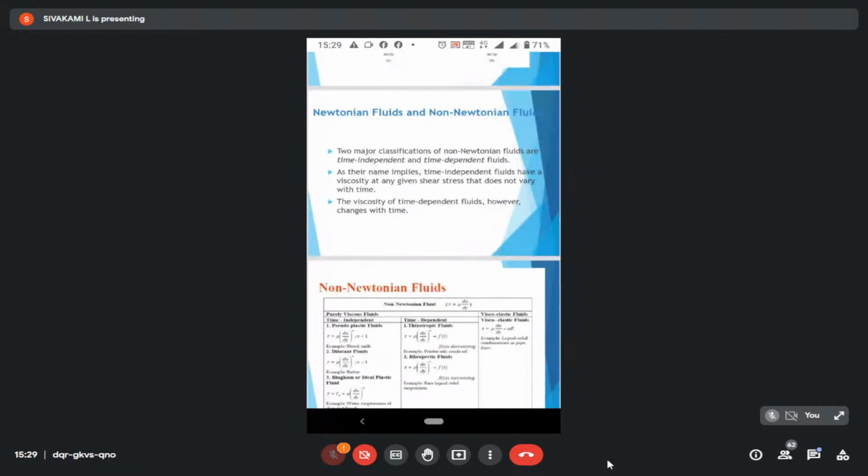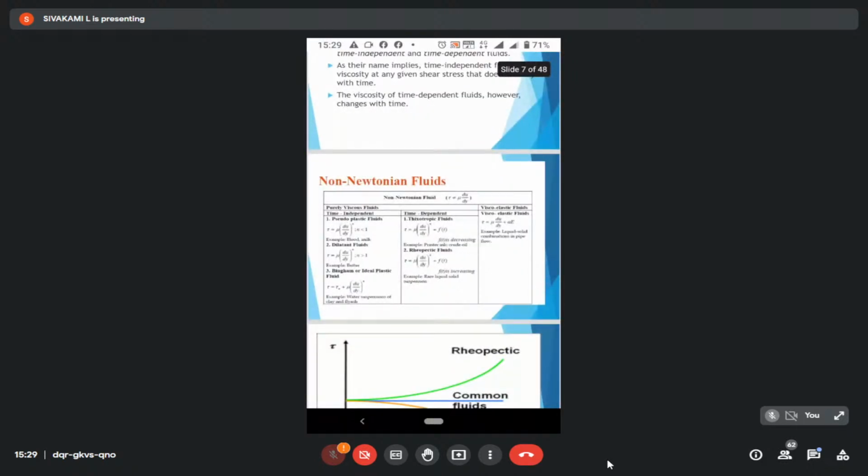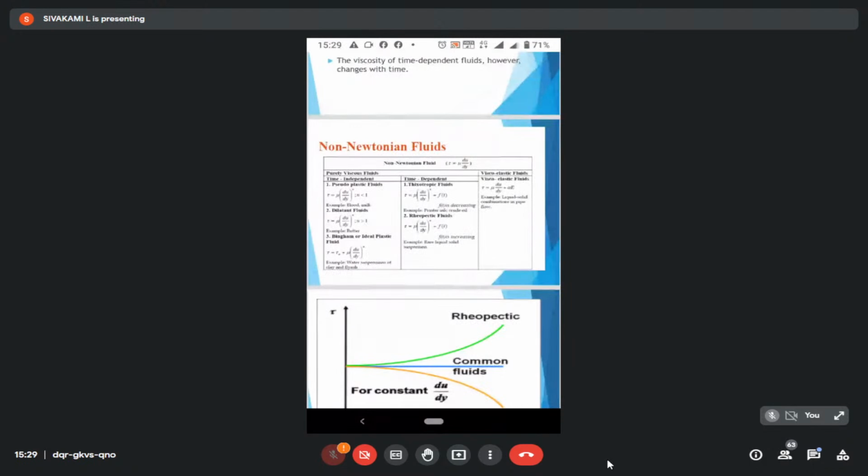Now, this table explains the non-Newtonian fluids based on the time-dependent and time-independent and viscoelastic fluids. For a pseudoplastic fluid, if the n value is less than 1, for example, blood and milk. Similarly, under the time-dependent fluid, this is a thixotropic fluid where the examples are printer ink and crude oil, etc. Similarly, the remaining ideal plastic fluid and rheopectic fluids are given based on the mathematical equations.